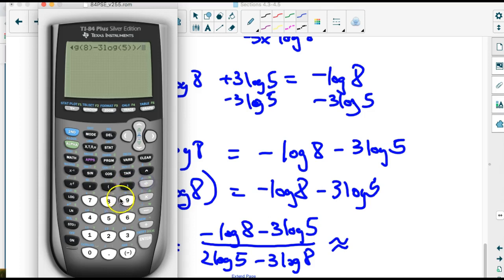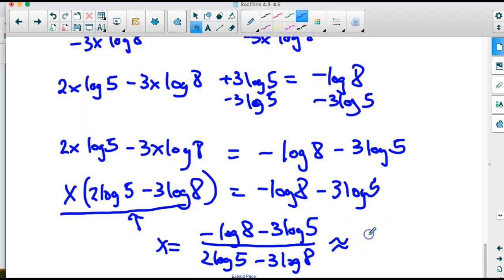We're going to divide that by the bottom of the thing. We need parentheses around that. 2 log 5 and the parentheses minus 3 log 8 and the parentheses and in the bottom parentheses. So we have bottom parentheses there too. And we're going to push enter. Okay, so I get 2.28778. 2.2878 approximately for the answer.